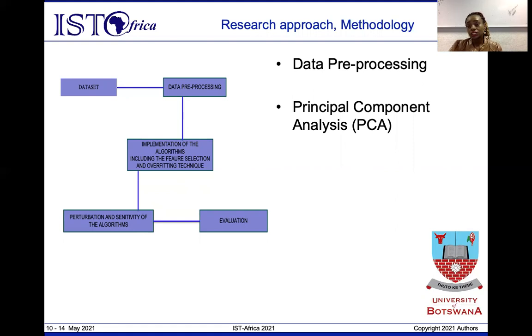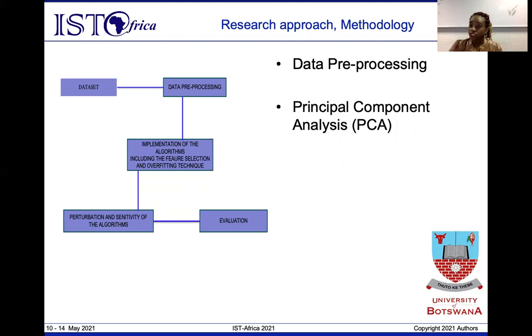Feature selection is manually or automatically selecting features. When you do so, you're reducing the dimensionality of your data set, but at the same time, you're improving the performance of your algorithm.